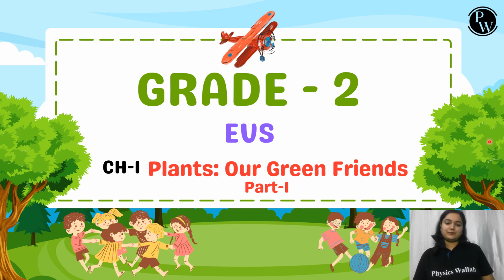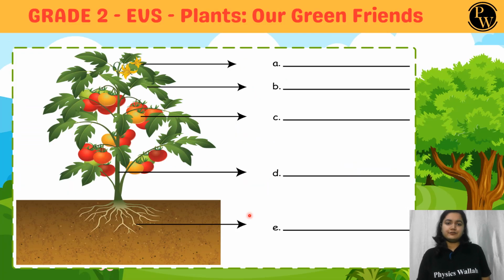Today we learn chapter 1, plants are green friends. First, let's revise. Observe this plant and try to name the parts of the plant that are marked in this image. Let's try to name these parts. Can we all do that? Let's do it together. Can you help me in finding the name of this part which is yellow in color and marked as A? Yes, it is the flower of this plant.